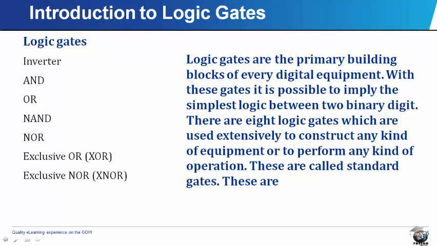There are 8 logic gates which are used extensively to control any kind of equipment or to perform any kind of operation. These logic gates, as we mentioned, are the inverter, the AND, the OR, the NAND, the NOR, the exclusive OR, and the exclusive NOR. Now, this might sound a little scary, but don't worry, we're going to explain what these things mean.